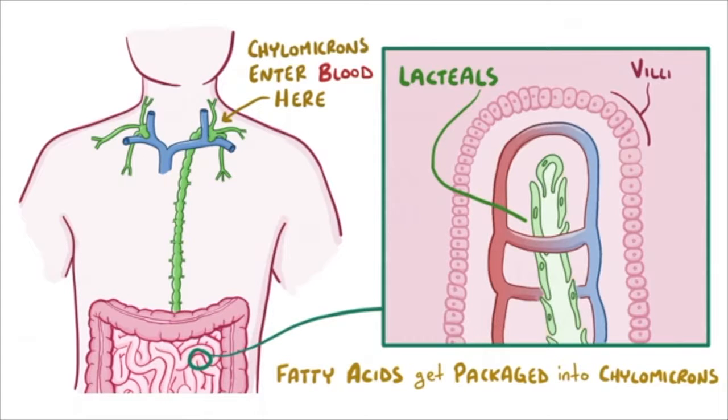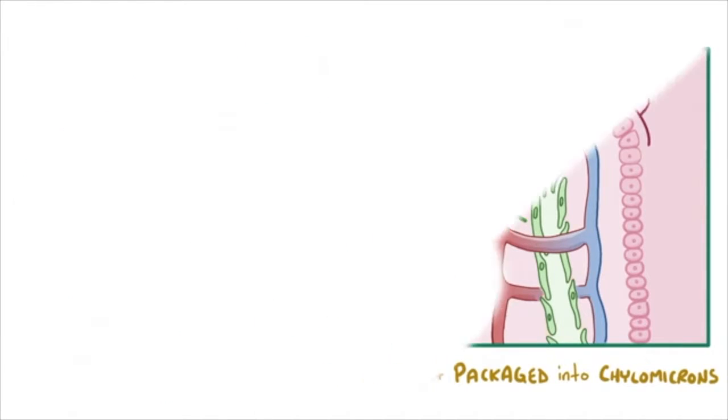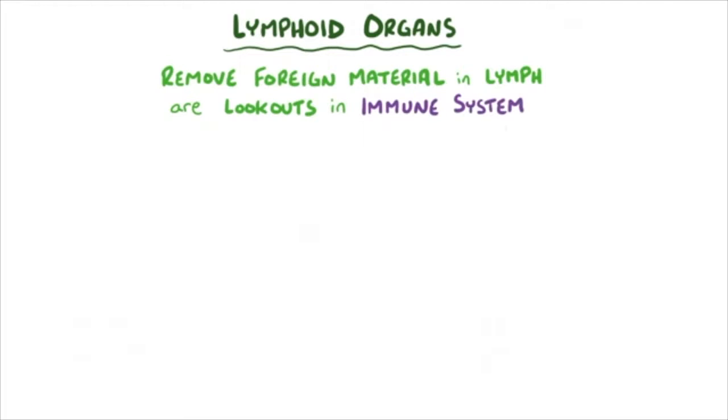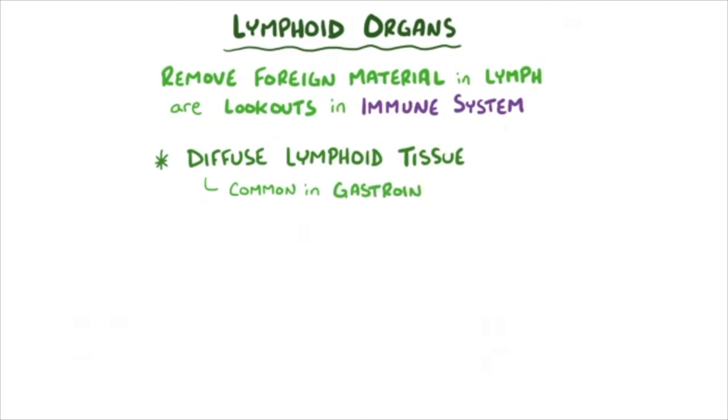Now, the lymphatic system also plays a role in immune function. Lymphoid organs remove foreign material from the lymph to keep it from entering the bloodstream, and act as lookout points for the body's immune defenses. Some lymphoid organs are in the form of diffuse lymphoid tissue, where they're just a loose arrangement of lymphoid cells and protein, typically in the lining of the gastrointestinal and respiratory tract.